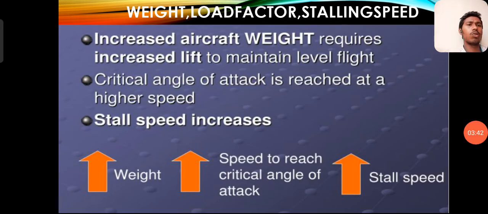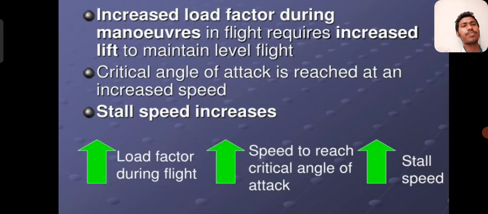Weight, load factor, and stalling speed. Increasing aircraft weight requires increasing the lift to maintain level flight. The critical angle is reached at higher speeds, so stall speed increases. If we increase the weight, the speed at which the critical angle of attack is reached also increases the stall speed. These are interrelated. Stalling speed is also known as Vs.